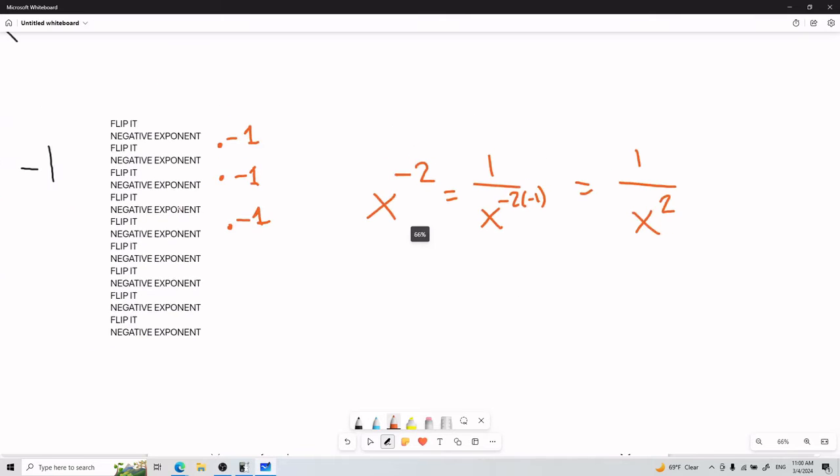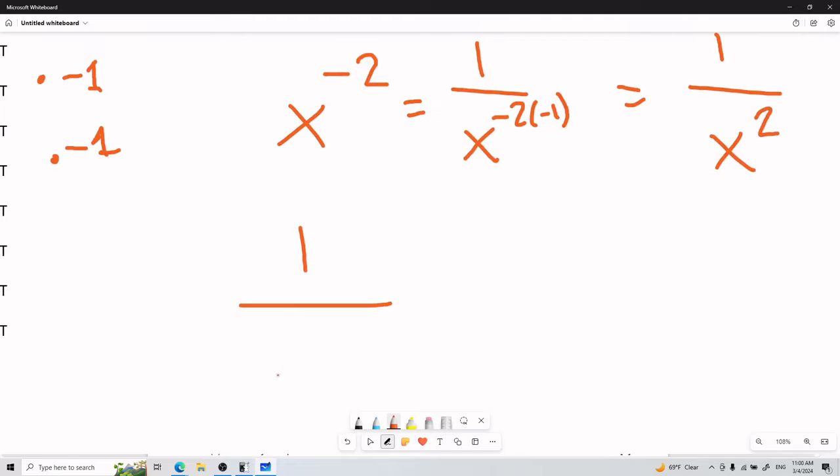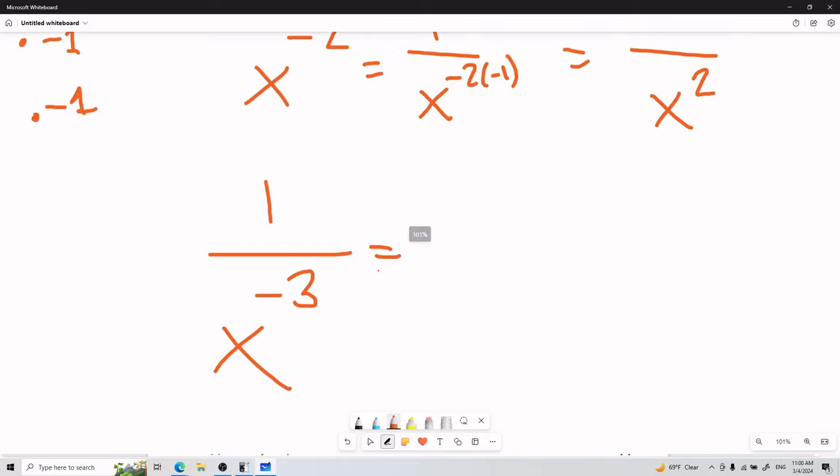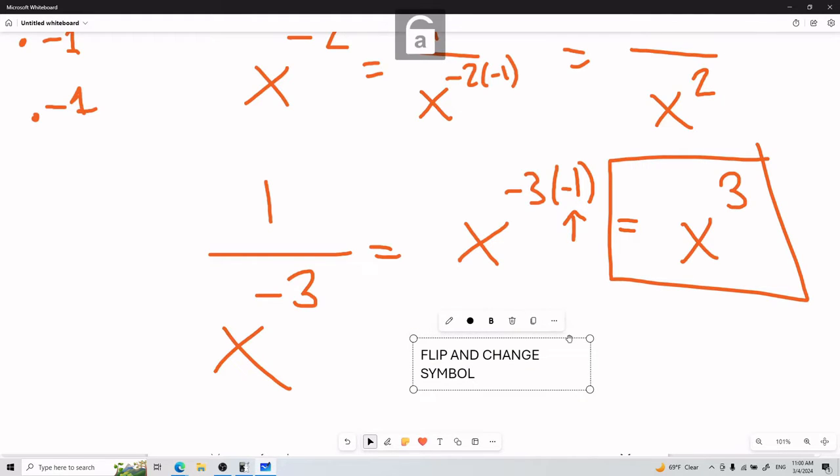Why is it useful to understand it this way? Because the day of tomorrow, you might have something that looks like 1 divided by x to the power of negative 3. So if you want to flip it, well, now it's going to go on top. And you need to do the negative exponent thing: multiply by negative 1, so you don't forget. It goes positive. And so very intuitively, you can think of it as flip and change symbol.